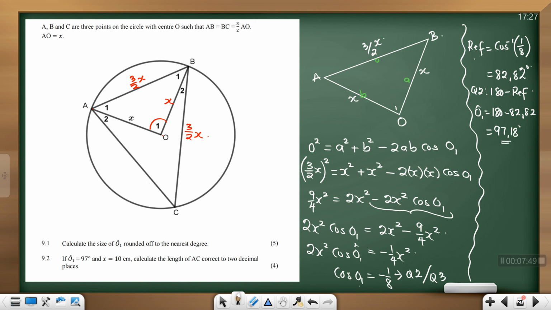Let's maintain the same system of solving. 97, what? Are we okay, everybody? This is complete trigonometry. This has nothing to do with Euclidean.